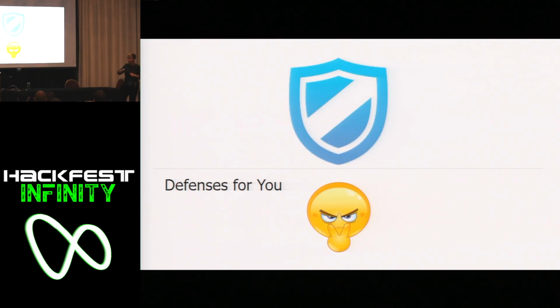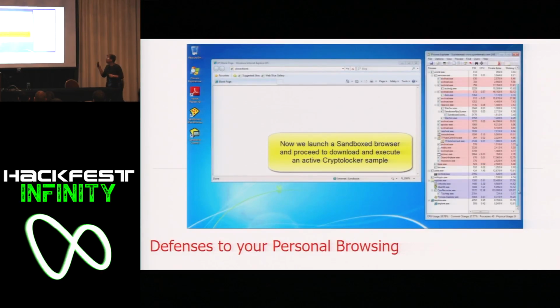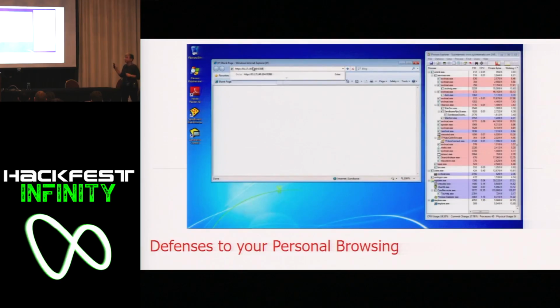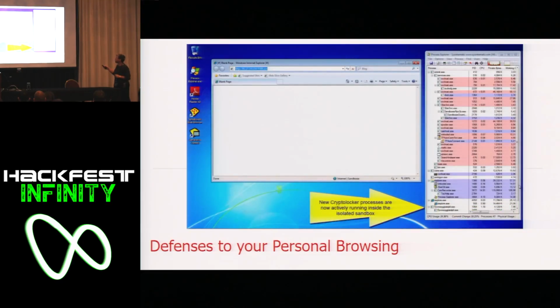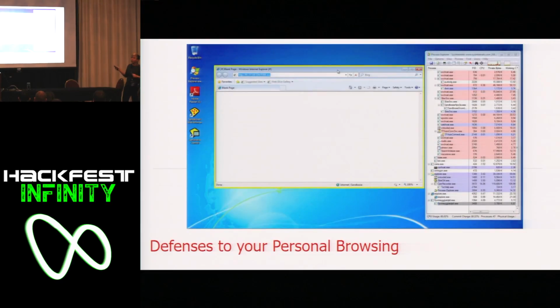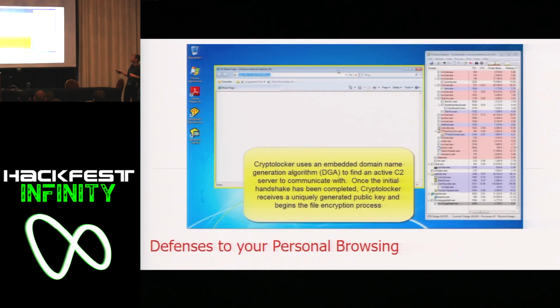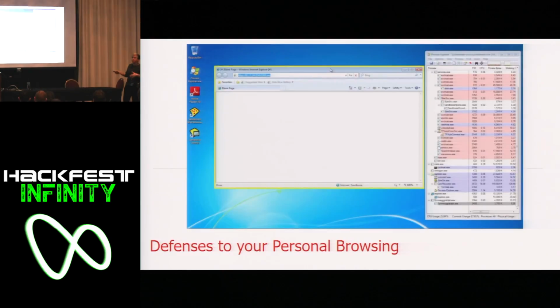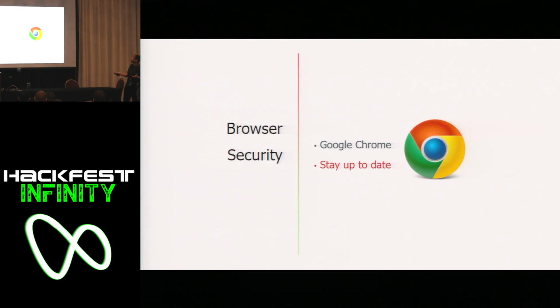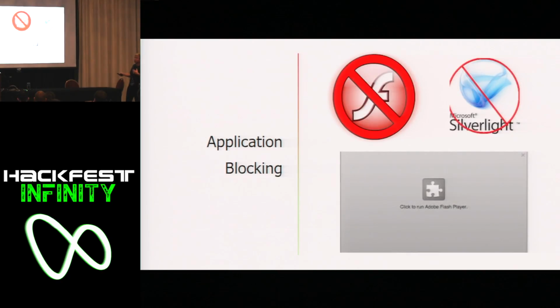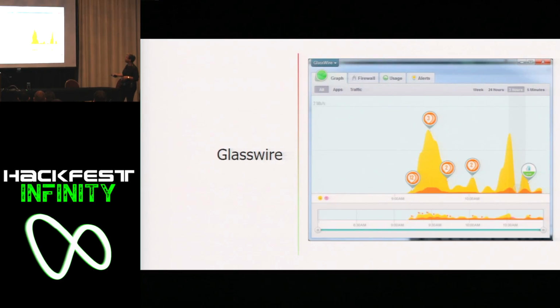Let's talk about you. How can you protect yourself? So one of the products that I think is very interesting is this Sandboxie product. This is actually Sandboxie containing CryptoLocker. Very interesting product, very affordable. If configured properly, it could help you in a situation like this. Of course, browser security, make sure that everything's up to date. Go with a company that spends a lot of money on browser security. Application blocking, I mean, we know at this point not to use Flash or Silverlight. If you have to, make it click to run.